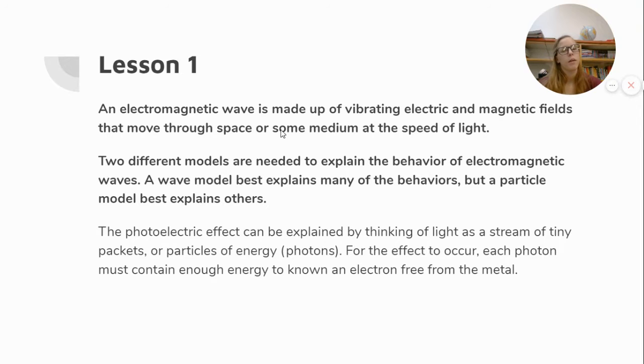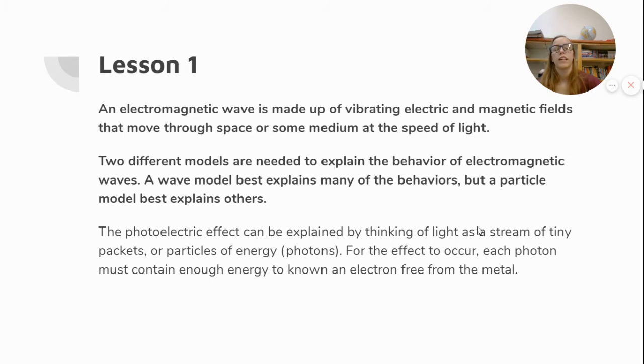Lesson 1. Our key points: an electromagnetic wave is made up of vibrating electric and magnetic fields that move through space or some medium at the speed of light. And 2 different models are needed to explain the behavior of electromagnetic waves. A wave model best explains many of the behaviors, but a particle model best explains others. So 2 different models, the wave model and the particle model.